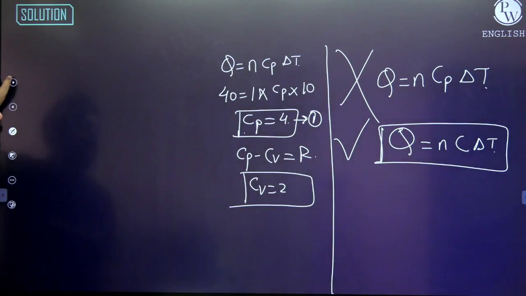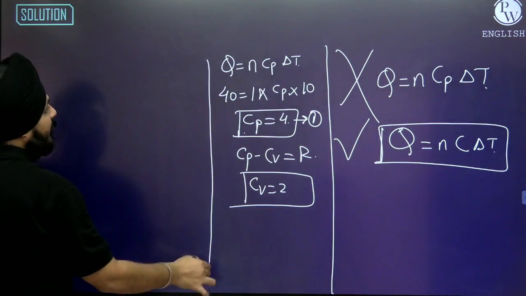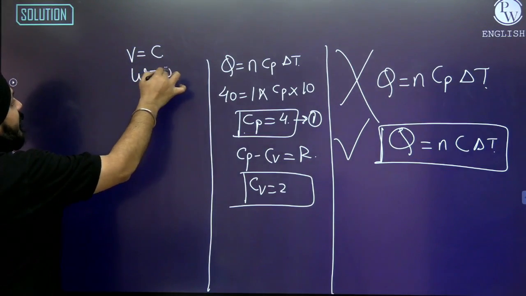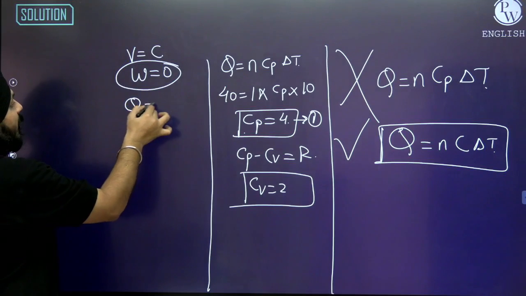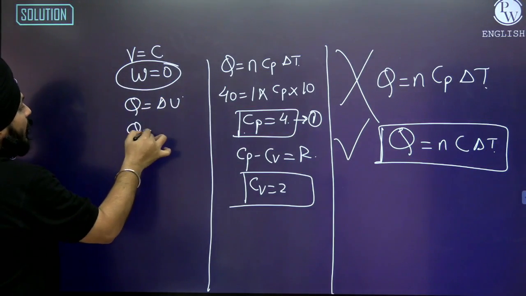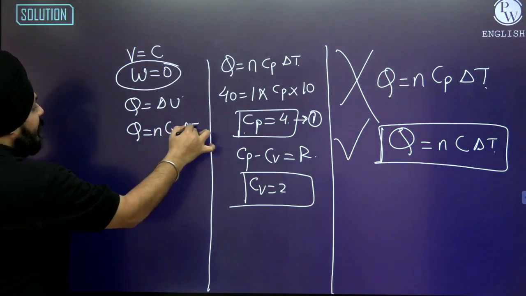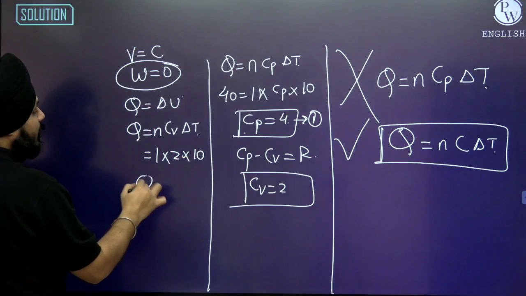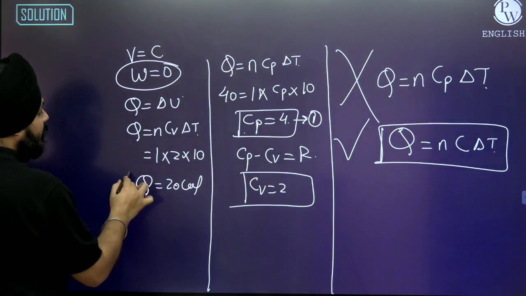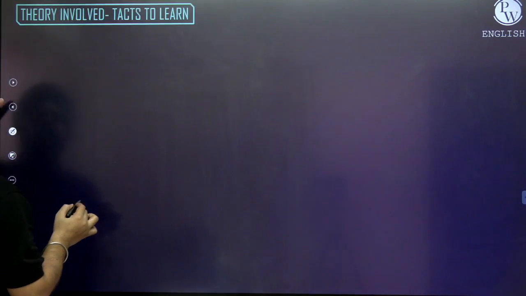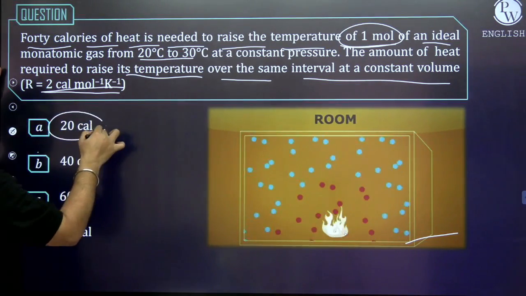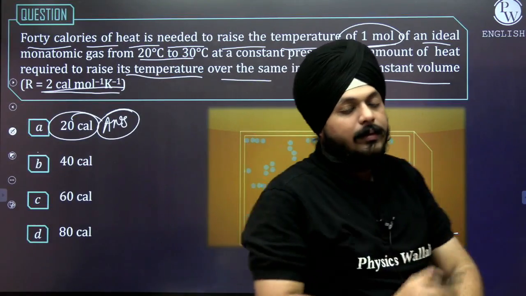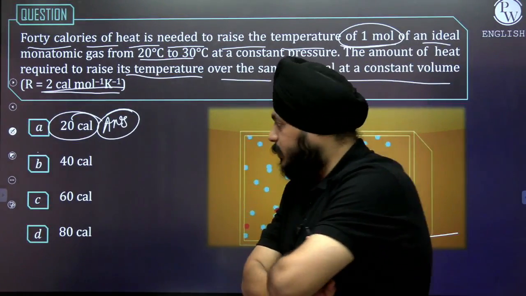Now we got this value of Cv. Now for constant volume, work done is 0. So according to the first law of thermodynamics, Q is equal to delta U, so Q is equal to nCv delta T. Same 1 mole, same temperature change, 20 calories of heat is needed. The first option is the perfect answer for this question.